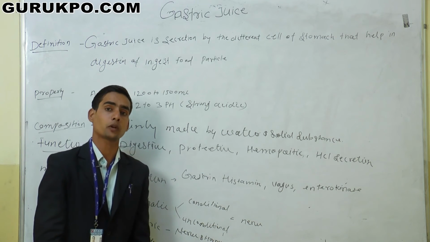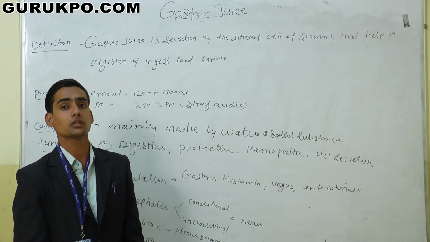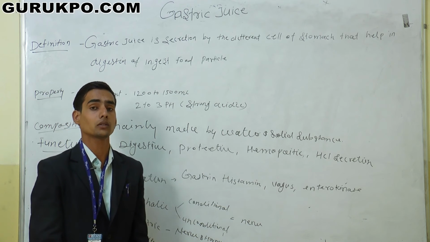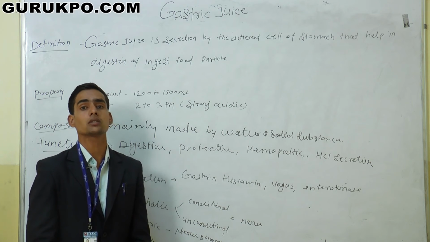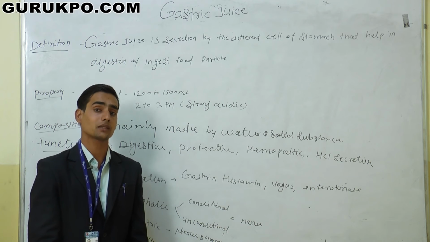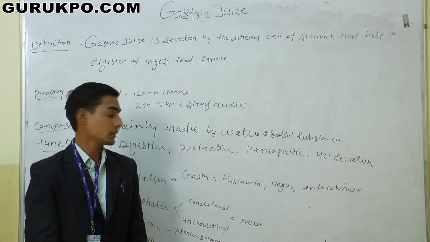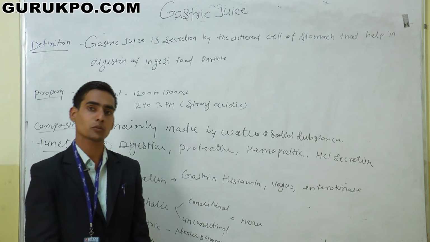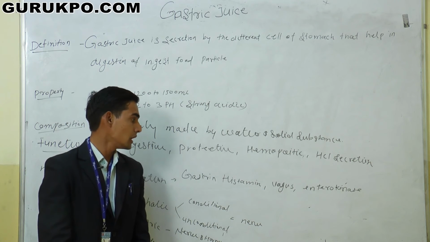Gastrin is one important enzyme that is released by the body of the stomach. It stimulates the secretion of the gastric juice. When a person takes in food, gastrin is released, and it is responsible for the secretion of the gastric juice.